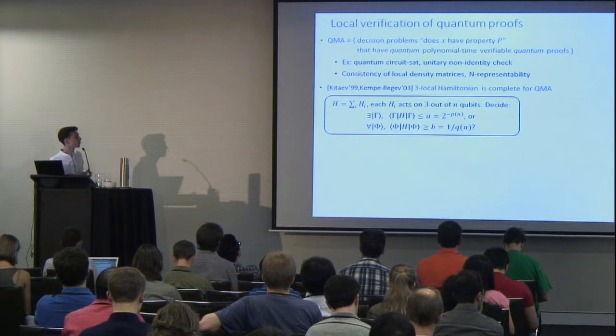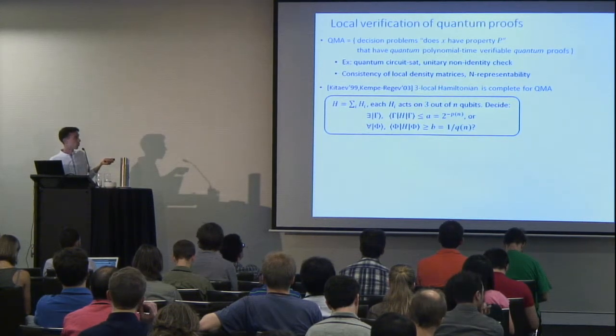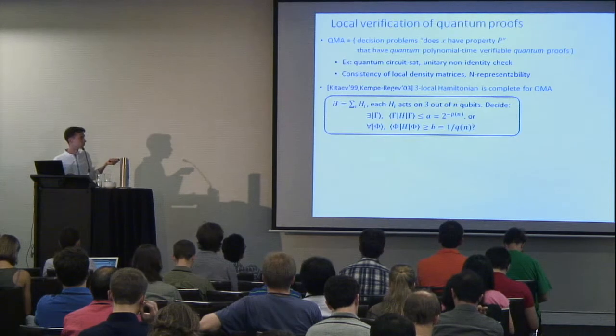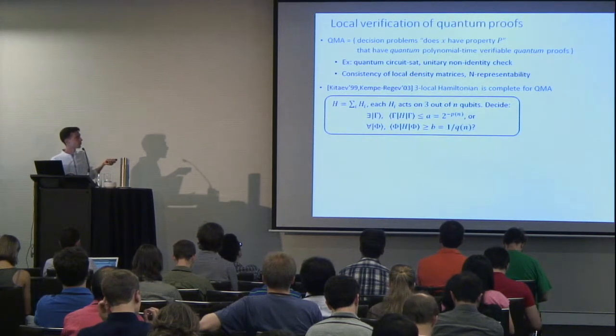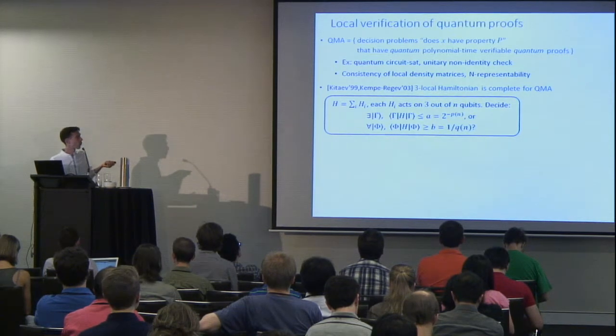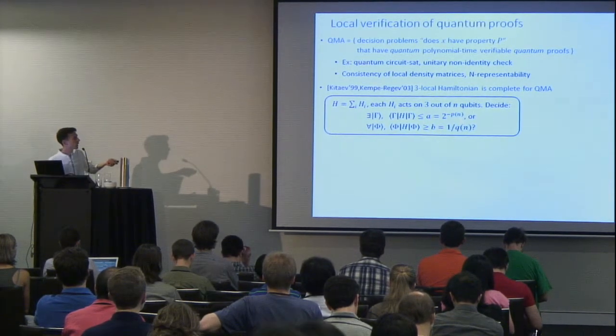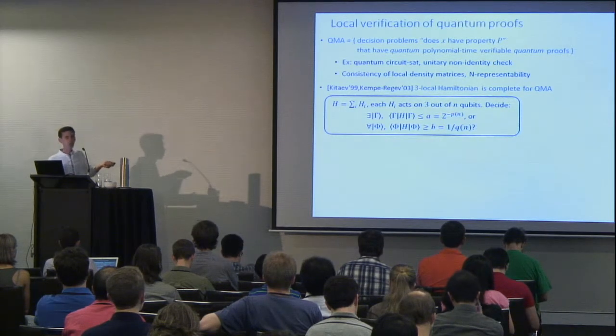And the problem is to decide whether this Hamiltonian, between two possibilities, there's a promise that one of them holds: either the Hamiltonian has a ground state, or, let's say there's a vector such that the Hamiltonian has overlap with that vector less than some threshold A, or all states have energy at least some other value B with respect to the Hamiltonian. A and B could be anything.